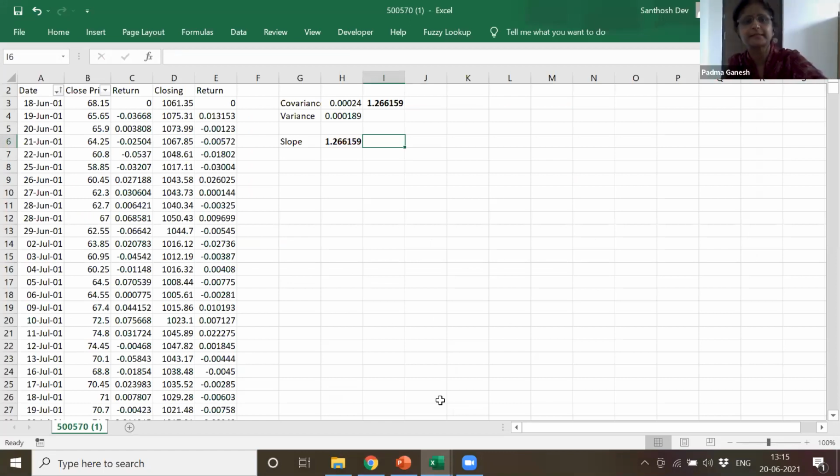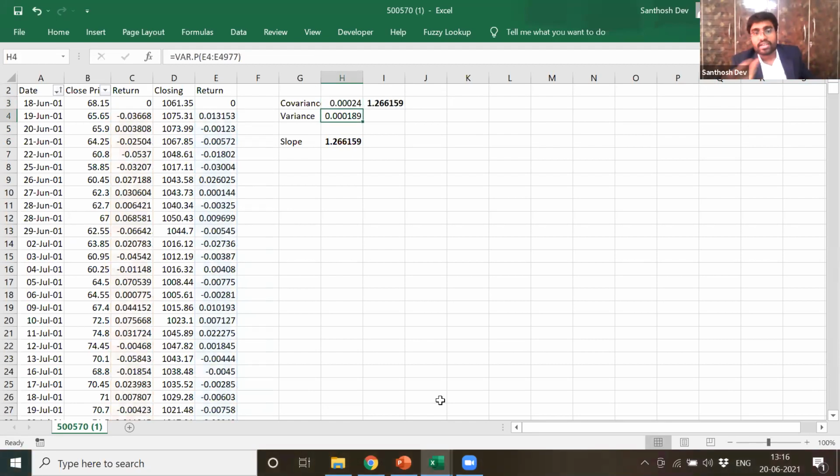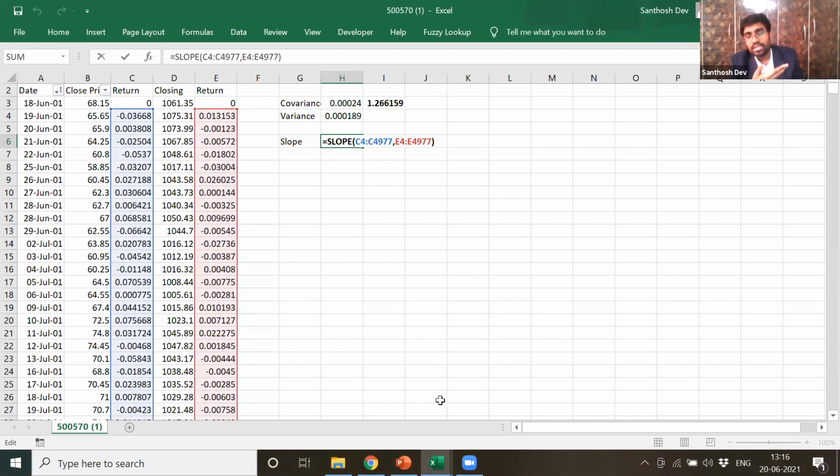Could you just place that cursor on that covariance formula and that variance formula? It's nothing but covariance of the return from the market and the return from the individual share. And variance is only of the market. Instead, you can use the slope formula directly also. Equal to slope, you take the return from the individual stock and the return from the market.